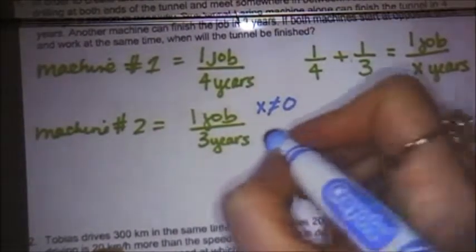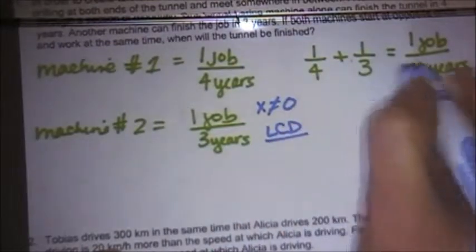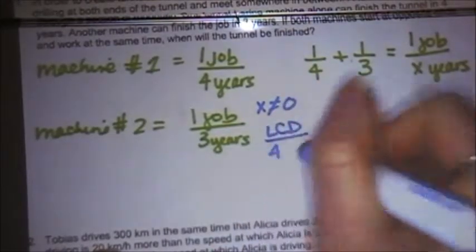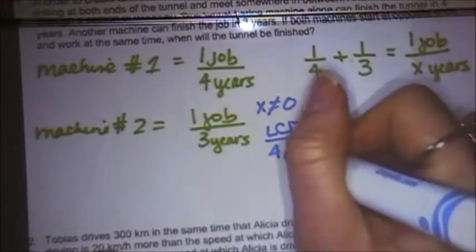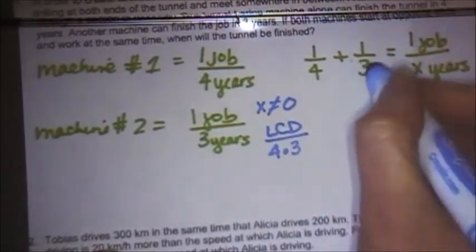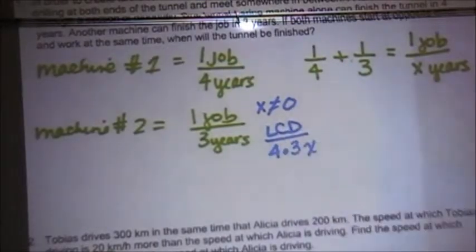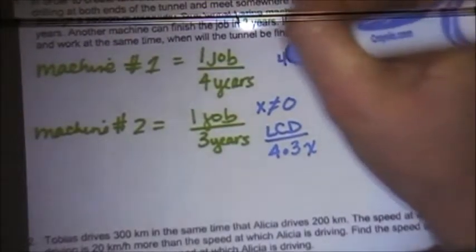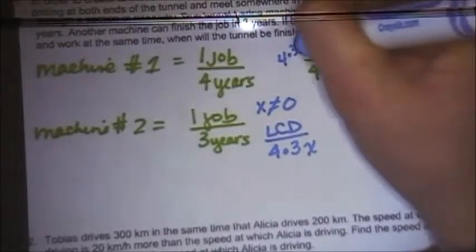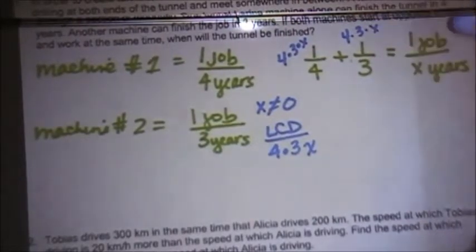Then check my LCD. Remember, we go fraction by fraction. It will have a 4 in it, because there's a 4 here. It will have a 3 in it. I'm going to put multiplied by 3, because I can't get rid of the 3. And it will have an x in it. Now, you can multiply those out and get 12, but for the purposes of canceling, I'm just going to leave it like that. 4 times 3 times x. Each piece has to be multiplied by the entire LCD.